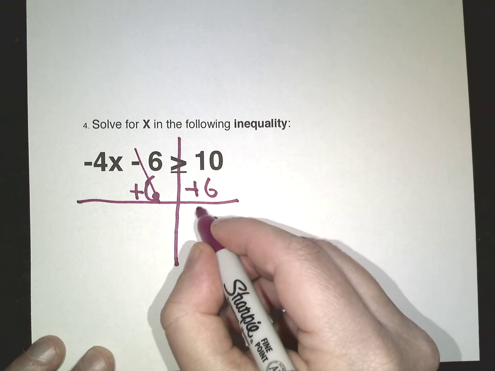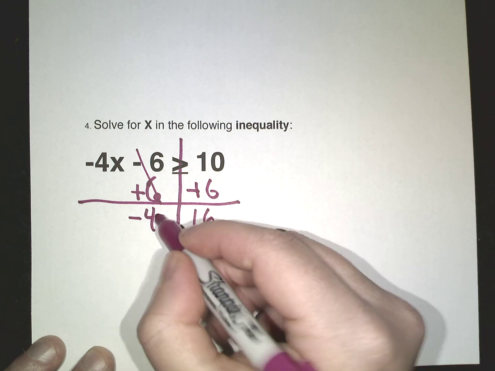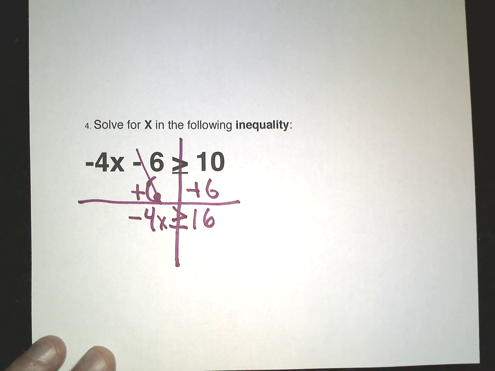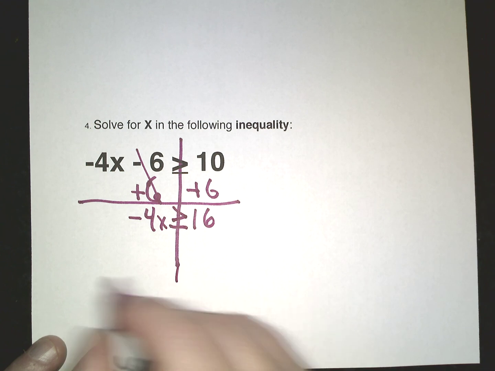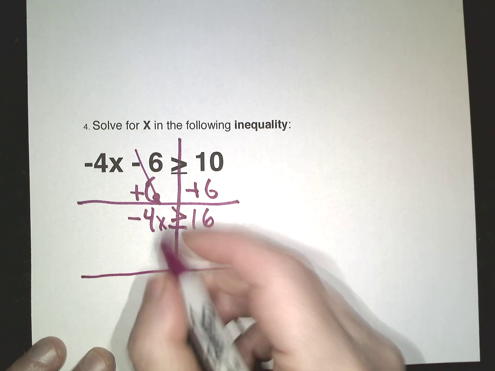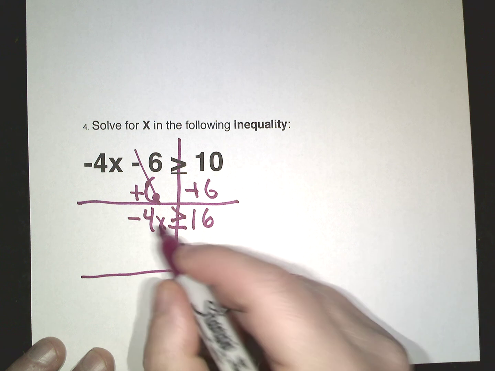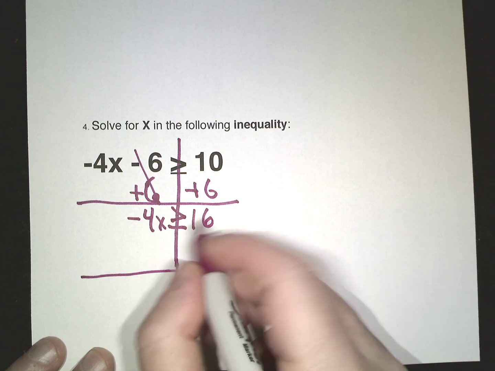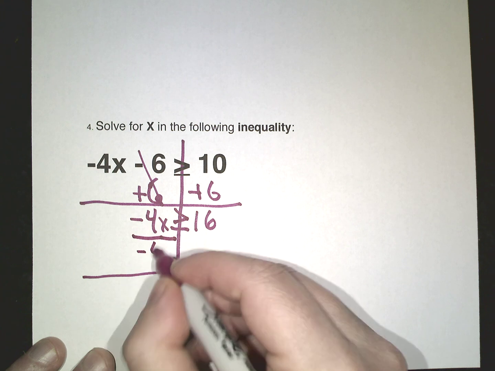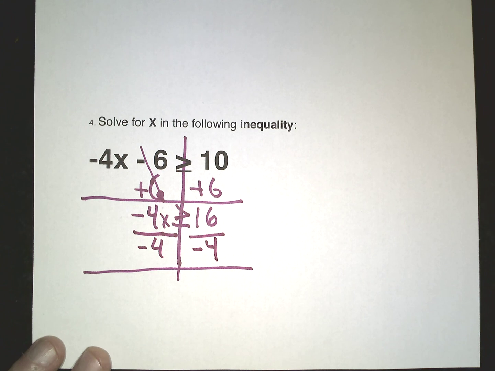10 plus 6 is 16. And you get negative 4x. And you bring down this inequality instead of the equal sign. Now, the reason I picked this one in particular is because it shows one of the weird rules. What I've got to do next is divide, because this is negative 4 times x, and I want to get rid of negative 4. So the opposite of multiplying is dividing, so I'm going to divide both sides by negative 4.